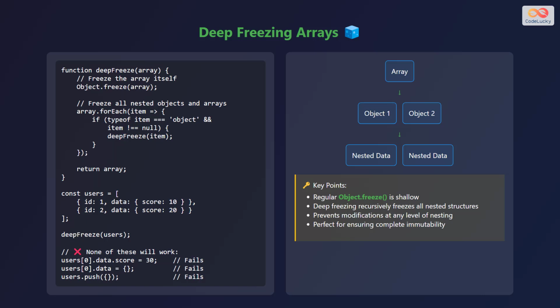It first freezes the array itself and then it iterates through each item, and if that item is an object and not null, it calls deepFreeze on that item. This means it freezes all nested objects or arrays. With deepFreeze, you can prevent changes at any level of the array. So if you have an array of objects containing data, after deep freezing, you will not be able to change the nested object values or add more objects to the array. This is really helpful for ensuring complete immutability of your data structures. Remember that regular Object.freeze is shallow and deep freezing is needed for complete immutability.